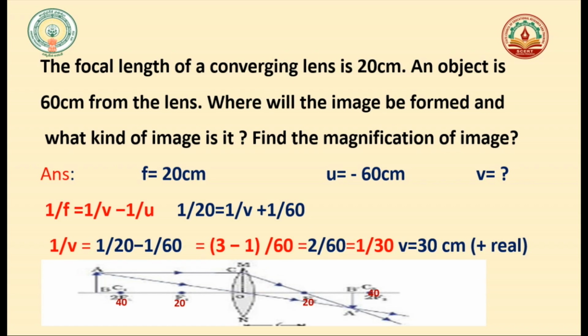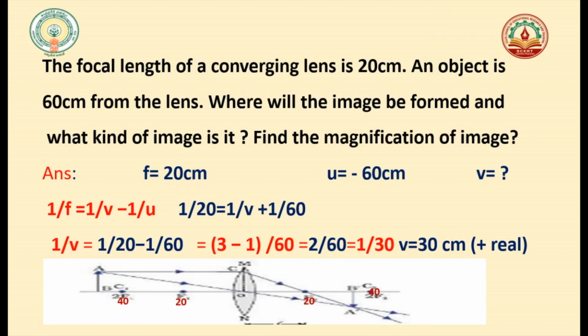First of all, you have to observe the focal length of a converging lens. Converging lens means the convex lens. And focal length for a convex lens is positive, so f is equal to 20 centimeters. An object is 60 centimeters from the lens, that is the object distance. Object distance for a convex lens is negative, so u is equal to minus 60. Already f is equal to 20 centimeters, u is equal to 60 centimeters we identified.